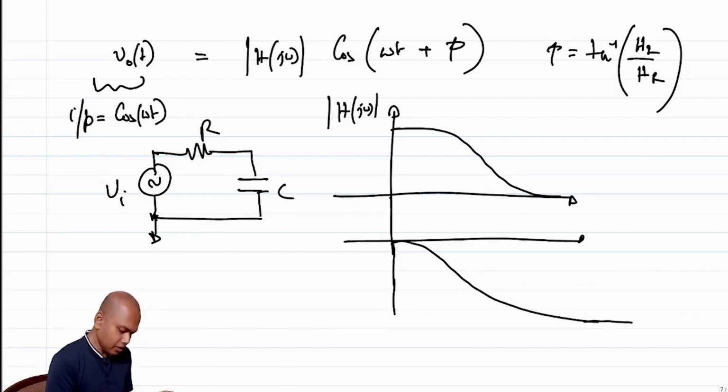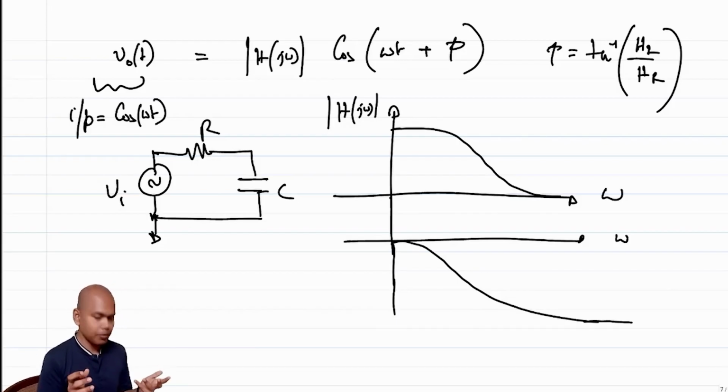So what is H of j omega at omega equal to 0? Omega equal to 0 means the capacitor is an open circuit, so whatever is the input is the output. So this is essentially 1. What is the phase? The phase is also 0, right? So let me write it down.